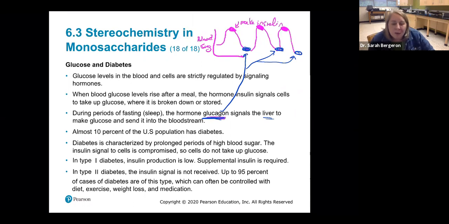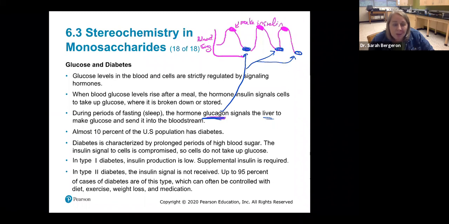So if you are diabetic, you can't do this regulation as well as everybody else. About 10% of the US population, that's a big percent, has diabetes. And the way that we designate whether someone has diabetes or not is if they have prolonged periods of high blood sugar. If they have prolonged periods of high blood sugar, we consider them diabetic.